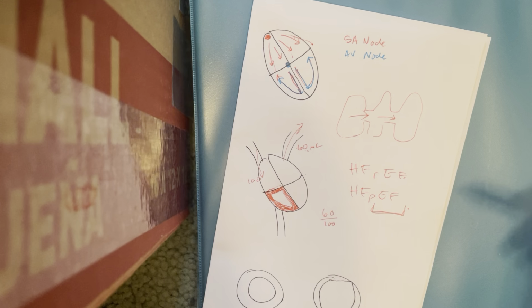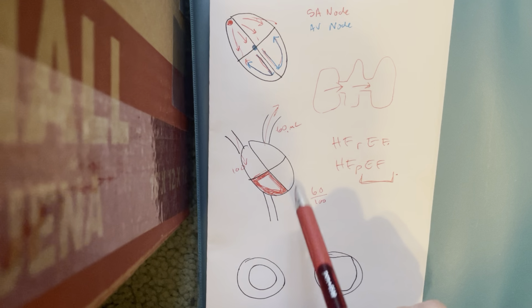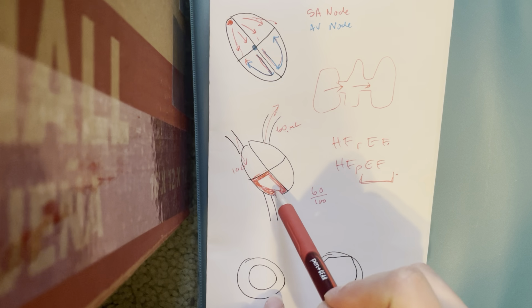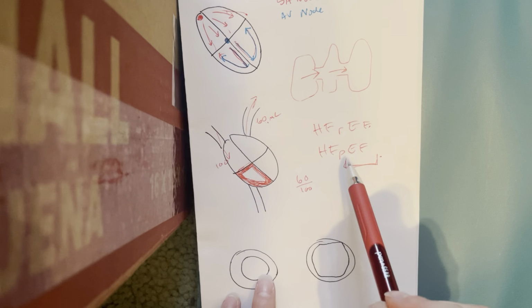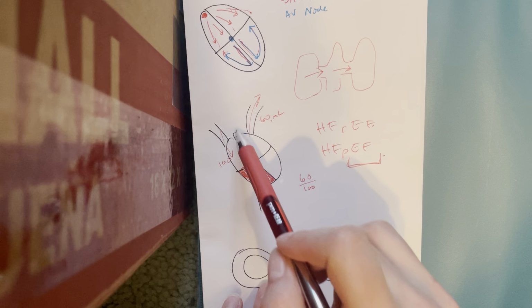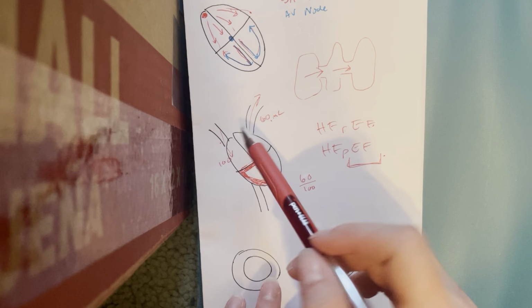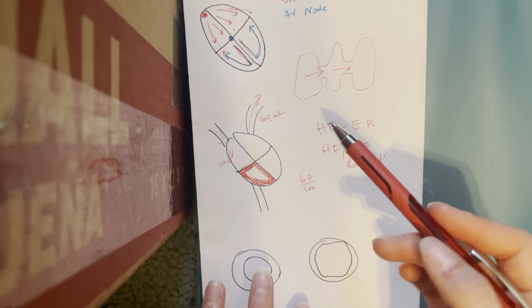So this is what we would call a filling issue or a diastolic issue. If there's not blood entering the heart, there's not blood to be pumped out. So we have preserved ejection fraction. Our fraction of blood out to blood in is still above 50%.